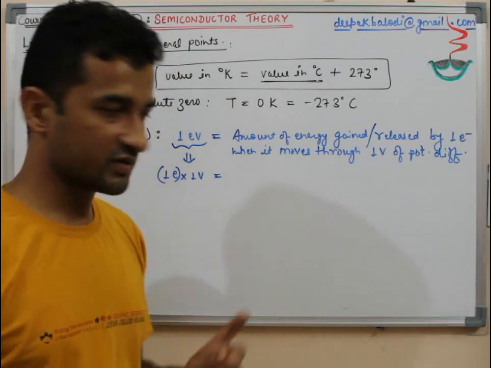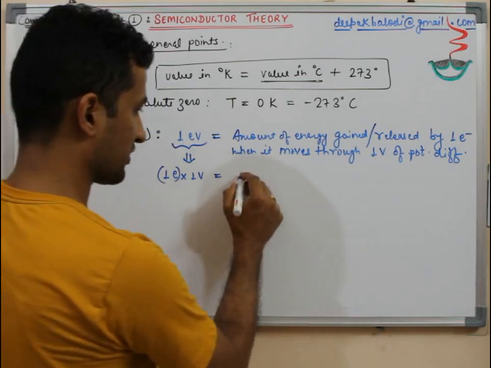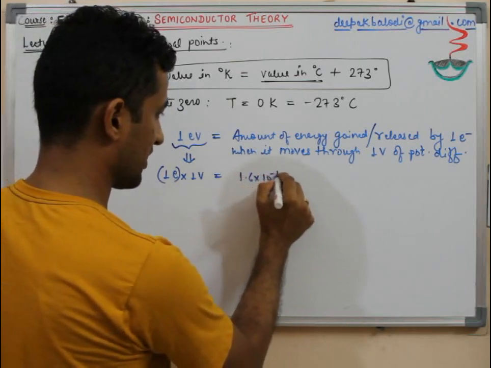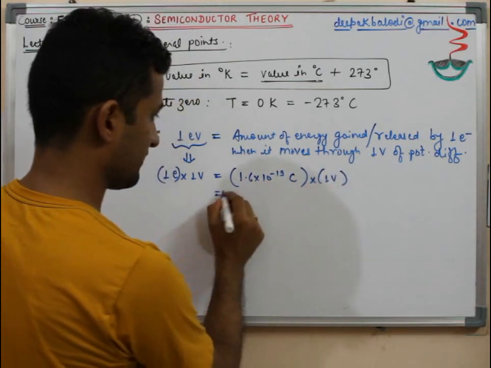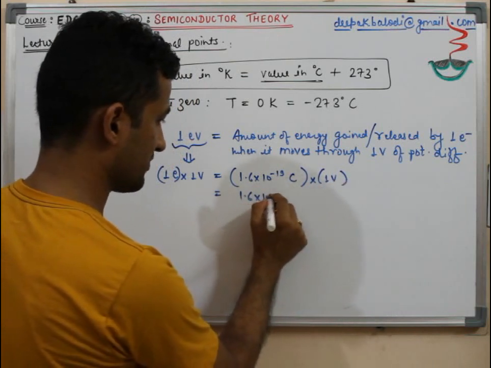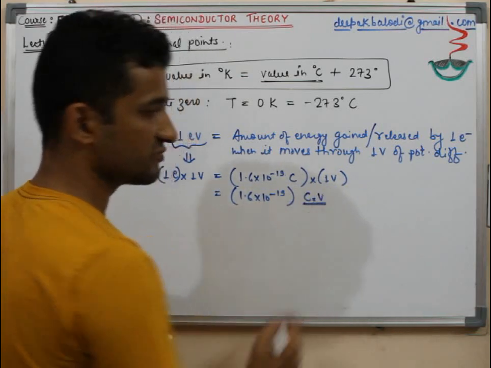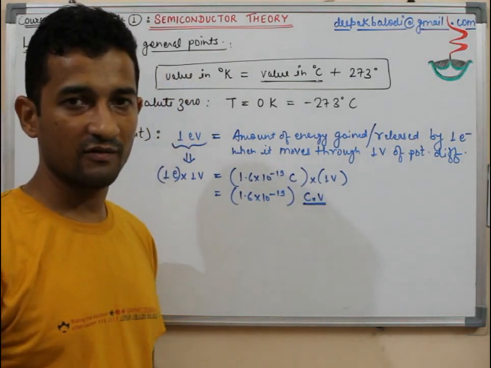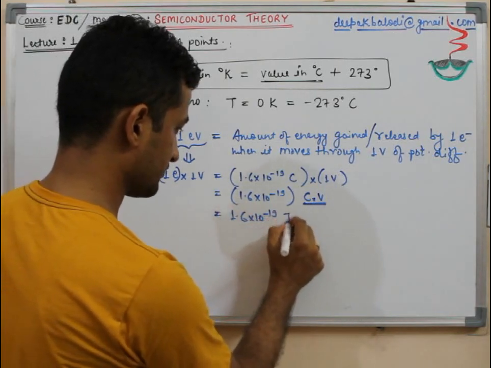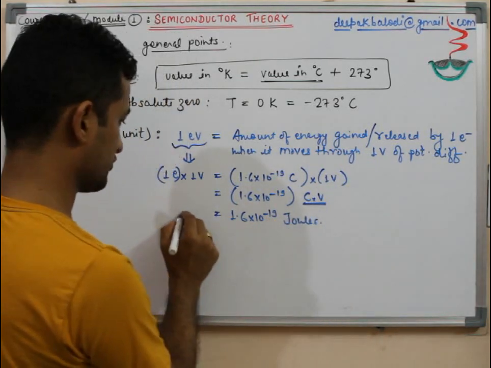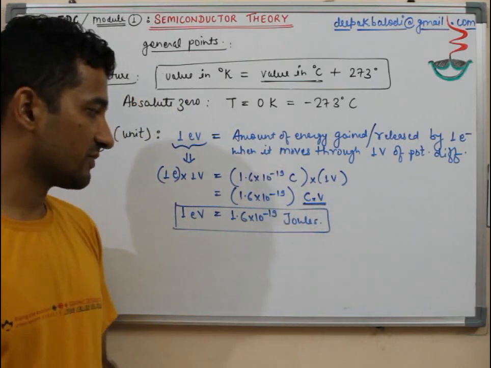So we should remember this thing, that 1 electron is not the smallest unit of charge, that is coulomb. So 1 electron corresponds to 1.6 into 10 to the power minus 19 coulomb into 1 volt. If I club them, 1.6 into 10 to the power minus 19 coulomb into volts, then this gives me joule, the very popular and very well known unit of energy. So 1 electron volt is 1.6 into 10 to the power minus 19 joules.